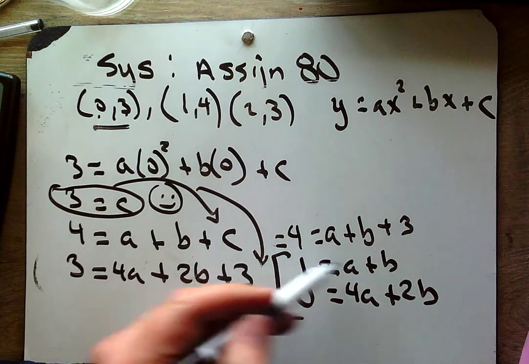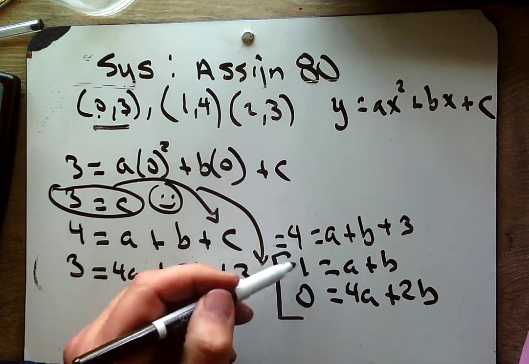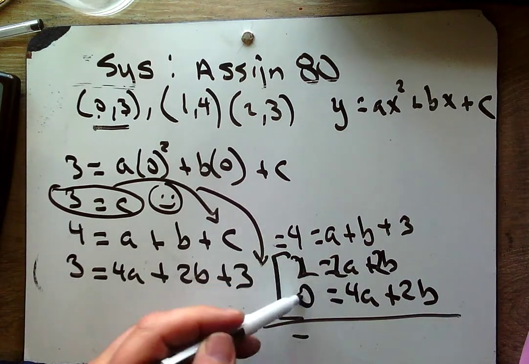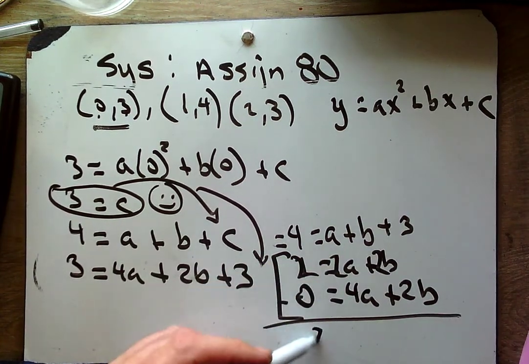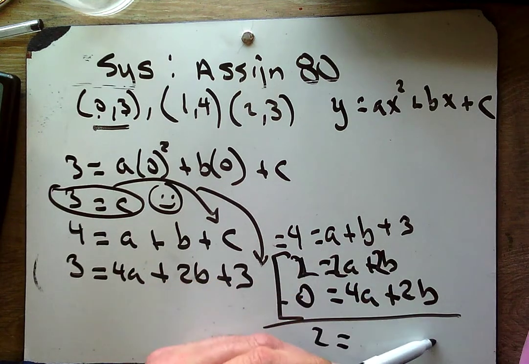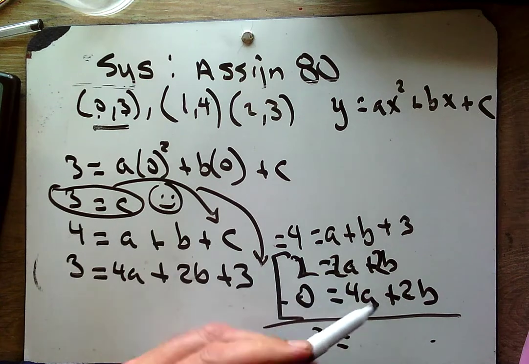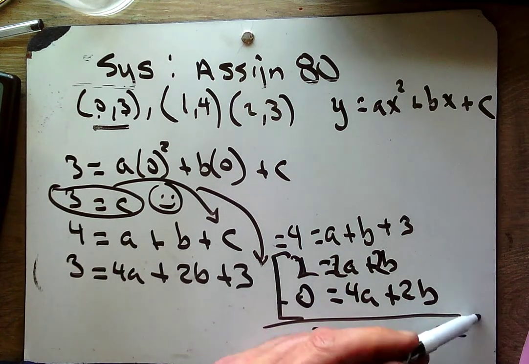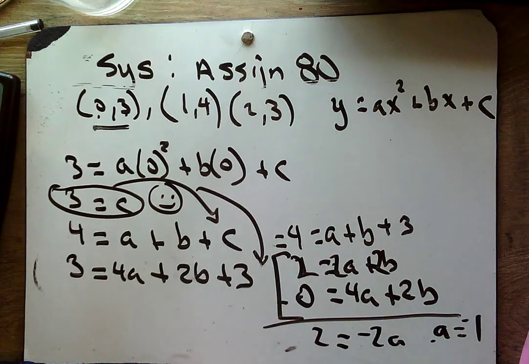I'm going to multiply this top row by 2. So 2, 2, 2, and subtract. 2 minus 0 is 2. 2b minus 2b, 0. 2a minus 4a is negative 2a. So I get a equals negative 1. Not positive 1, negative 1.